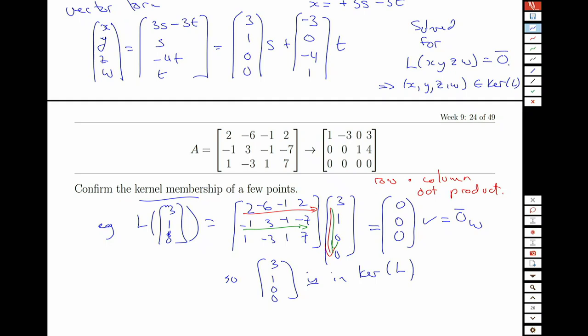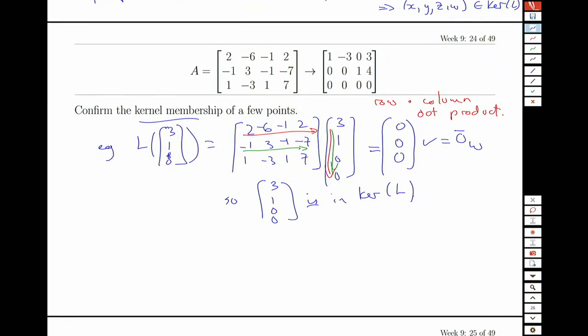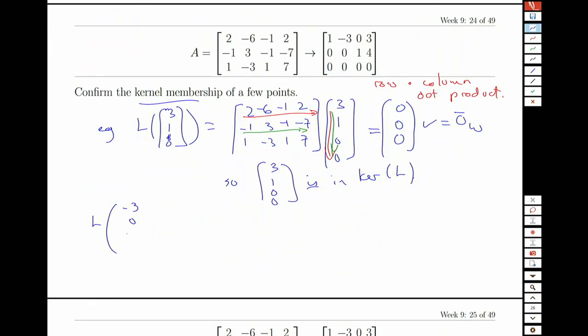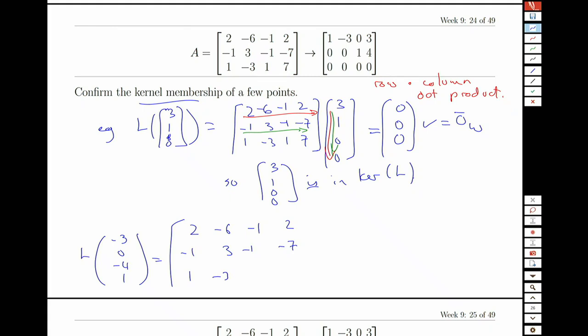Let's do one more just to practice that skill. Hey, I think this vector's in the kernel. I bet you this vector is too, because of the way we built it. We solved a system of equations solving for what inputs give us 0 outputs. So here we go. If we also transform L of -3, 0, -4. This product's going to be a little longer just because there's more non-zero numbers in it, but that's fine. We take our matrix, 2, -6, -1, 2, -1, 3, -1, -7, 1, -3, 1, 7. Multiply it by -3, 0, 4, 1.